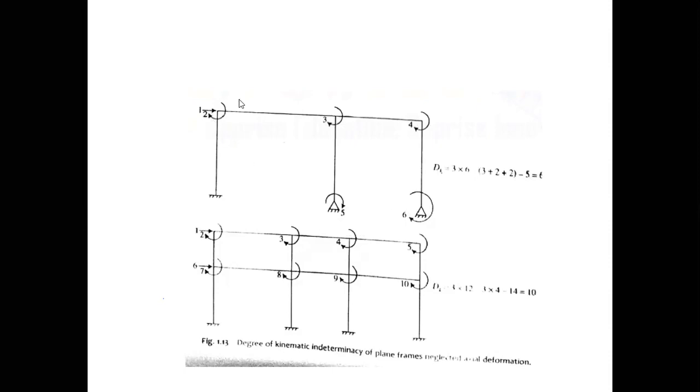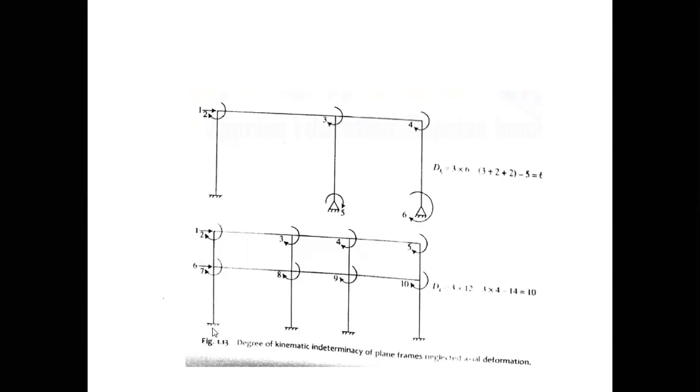So these 6 are the number of coordinates selected, the number of ways the structure can deform, the number of ways the structure can move. So that is simply the degree of freedom. The degree of freedom is 6 because this joint has a degree of freedom 2. This is 1. This is 1. This is also 1. This is also 1.